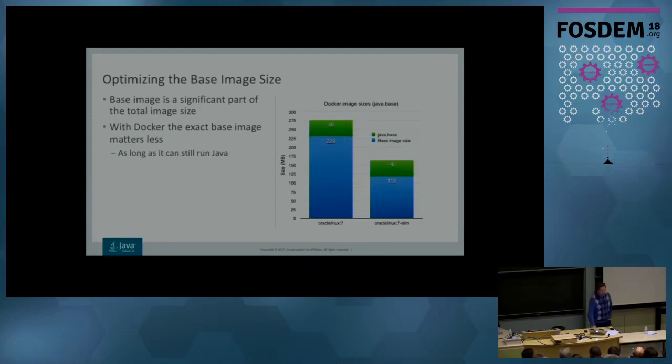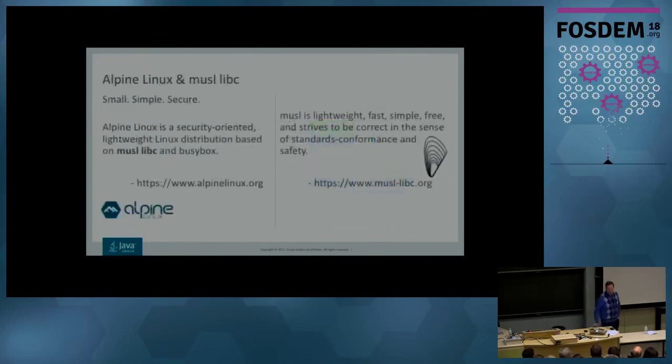Right. So with that in mind, surely there must be something we can do about those, let's say, 100 or so megs of base image. And that's where we queue up Alpine Linux and the musl C library. Alpine Linux is a distribution that has as its tagline that it's small, simple, and secure. And it's basically targeting environments much like the ones we're describing here with Docker and containers.